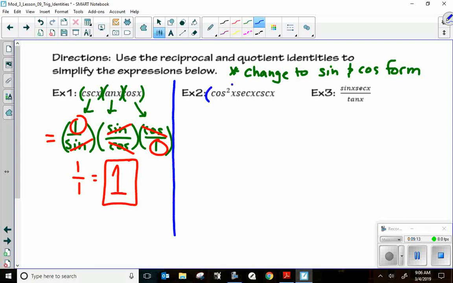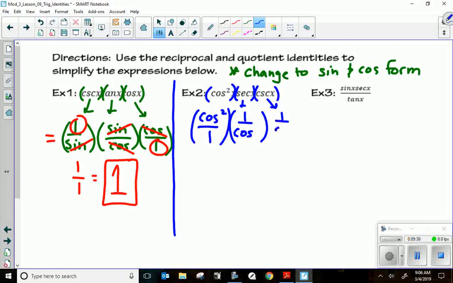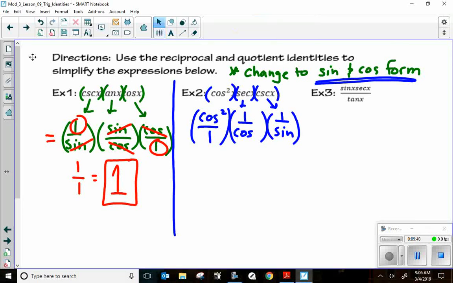Okay, I have cosine squared. So I'm just going to put cosine squared over 1 times secant, which is the reciprocal of cosine. So I put 1 over cosine. That's secant. And cosecant is the reciprocal of sine. So I just made everything into sine and cosine form right there. There are no more secants, cosecants left, anything. And I'm going to start canceling here.